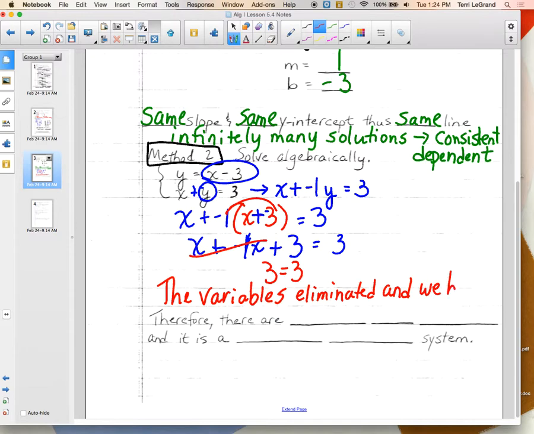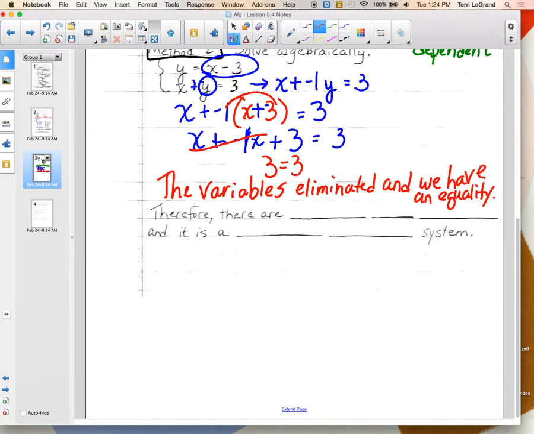We have an equality. That is a true statement, so we can say it is an equality. Well, if that's the case, variables eliminated, we ended up with that true statement, that equality. What does that tell us? What's the solution? One solution? Three? There's infinitely many solutions.